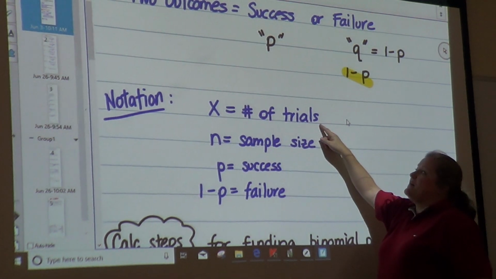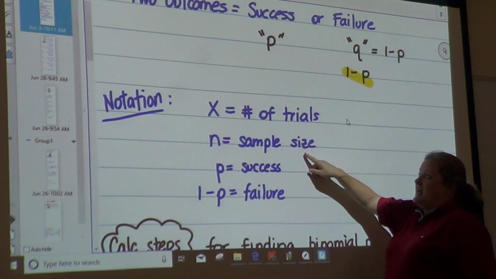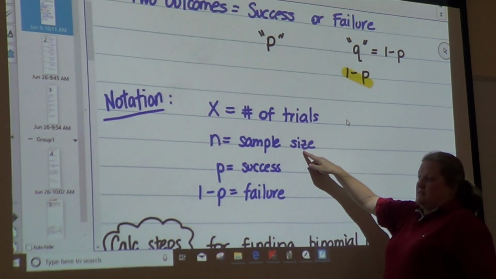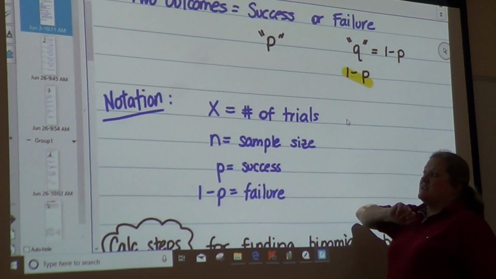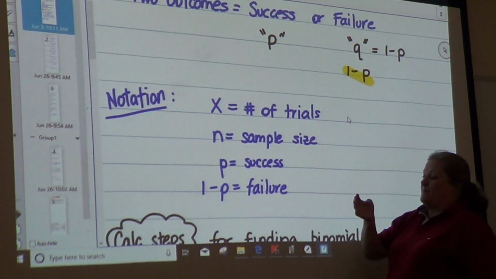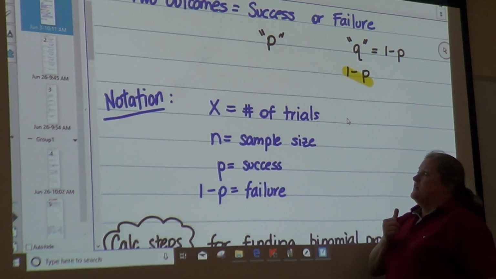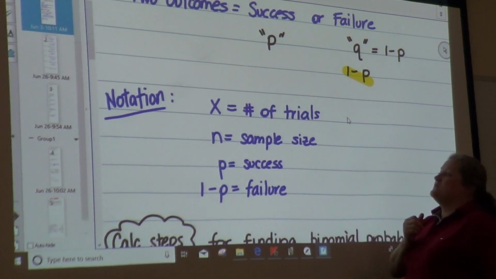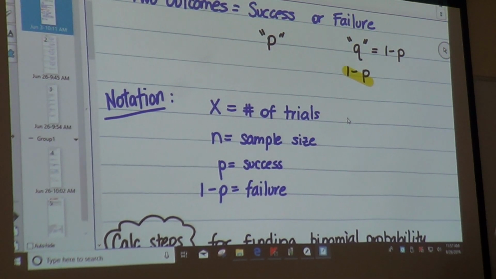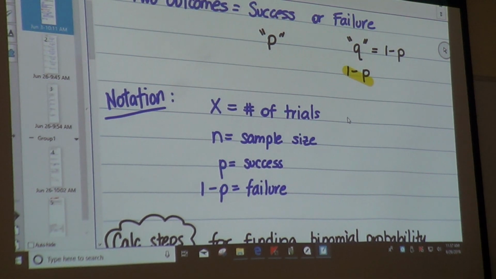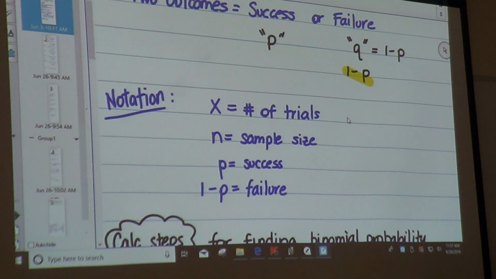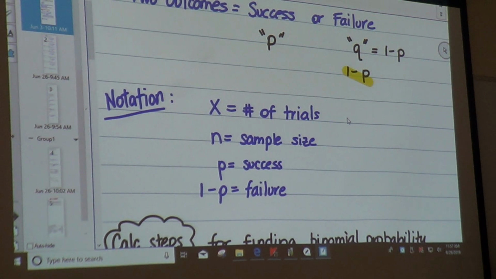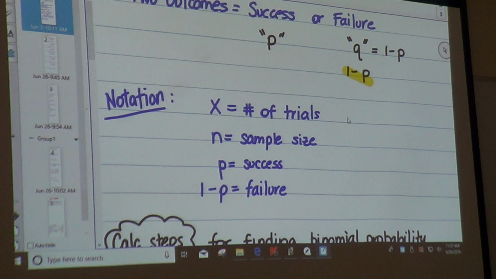This is not the memorize either, but these are things that you have to know. X represents the number of trials. N is your sample size. And we just talked about these. P is your success. 1 minus P is your failure. X is the number of trials. N is your sample size. I asked 25 people. That's your sample size. P is your success, and 1 minus P is your failure. This is what the different letters mean for right now.